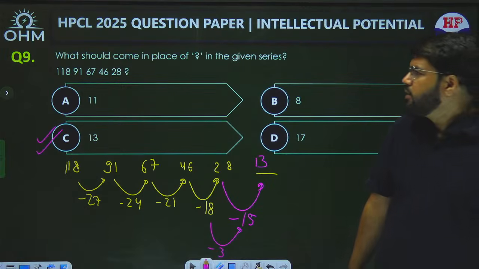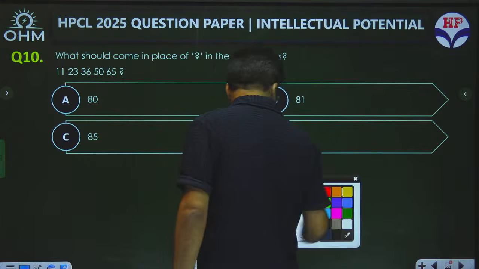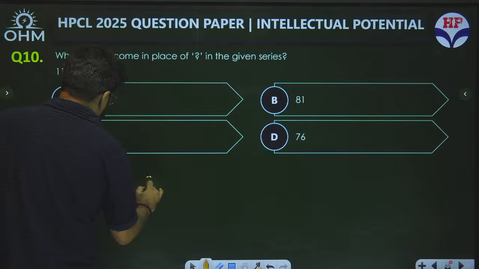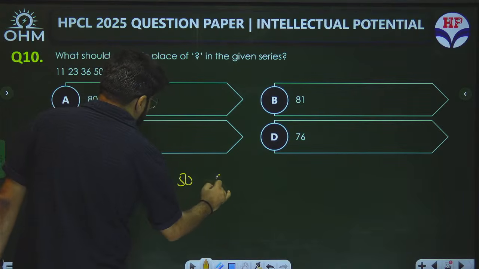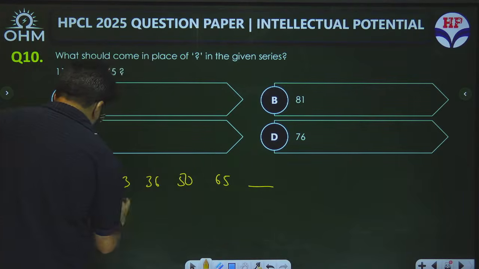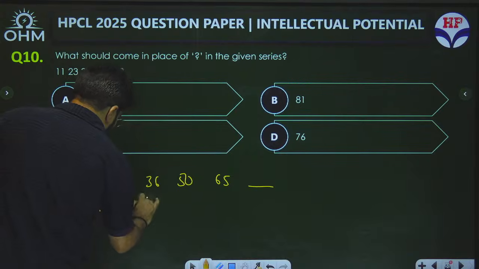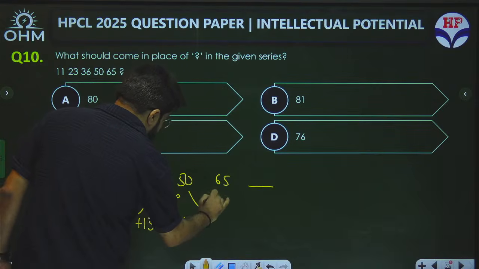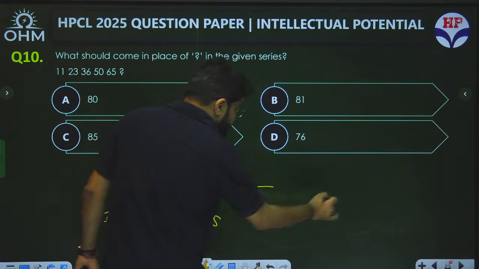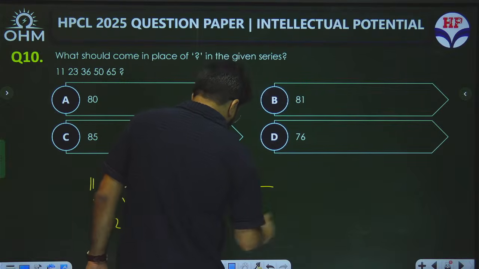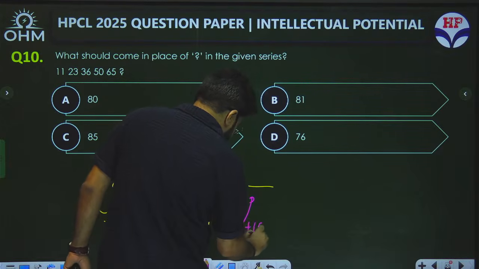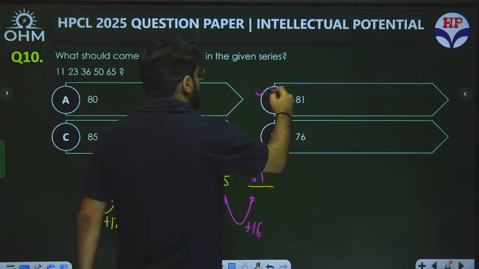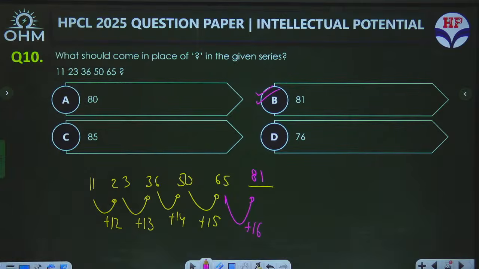Okay, next question. Number 10. Again a series question. I'll write down the numbers a little bit more clear. This is an increasing case. 11, 23, 36, 50, 65, question mark. How much increased? 12, 13, 14, 15. So very clearly, what should be the next addition? The next addition will be plus 16, and that is going to make the number 81. Option number B.